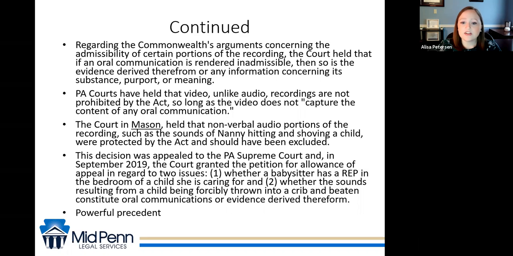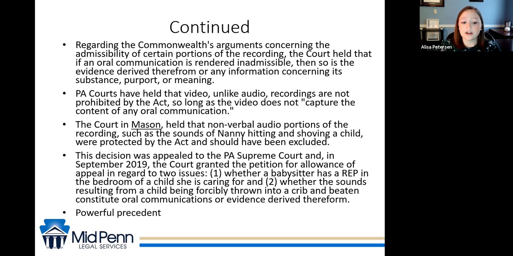However, the court in Mason held that the nonverbal audio portions of the recording, such as the sounds of nanny hitting and shoving a child, were protected by the act and should have been excluded. They argued that they shined light on the substance, purport, or meaning of her actual audio. So because of that, the sounds of the abuse were excluded. And this decision was appealed to the Pennsylvania Supreme Court. And in September 2019, the court granted a petition for allowance of appeal in regard to 2 issues: whether a babysitter has a reasonable expectation of privacy in the bedroom of the child she's caring for, and whether the sounds resulting from a child being forcibly thrown into a crib and beaten constitute oral communications or evidence derived therefrom.